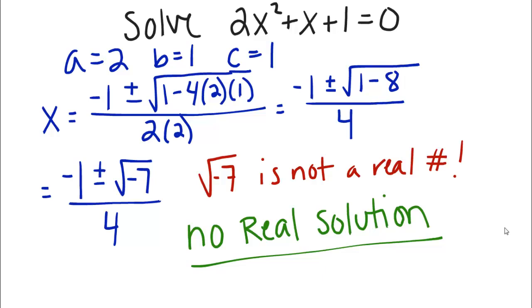So that's 3 examples of how you would use the quadratic formula. I would say the biggest thing you have to be careful of is your negative signs. Be careful about plugging in. Other than that, it's really not so bad. Good luck.